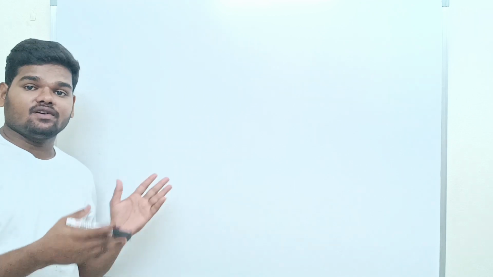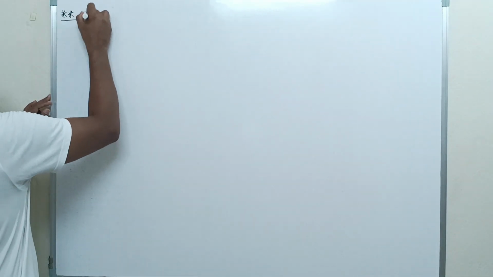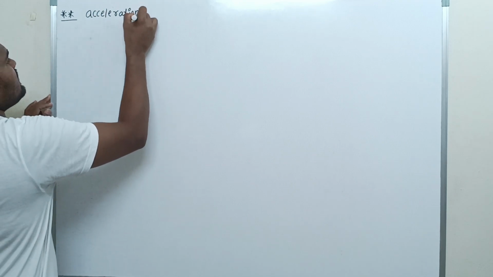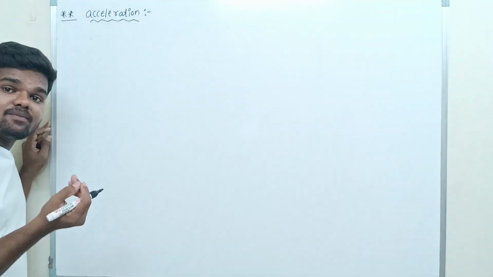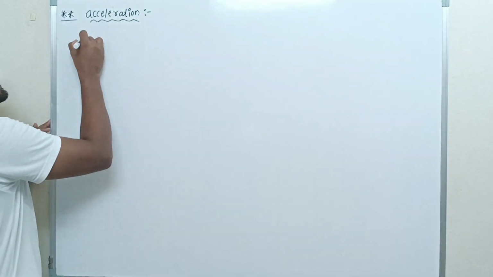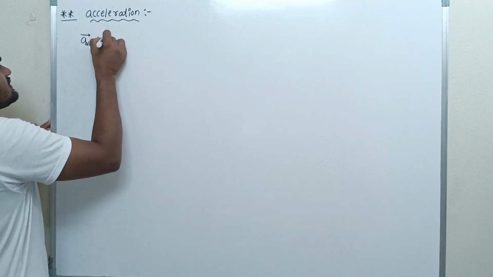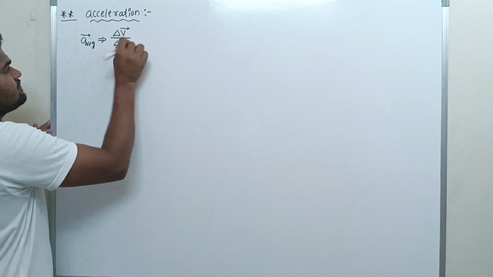Right. So let us discuss our last concept of our session, that is acceleration in the form of vector. Have a look. In general, what is the meaning of average acceleration? Average acceleration is nothing but the change in velocity divided by change in time.